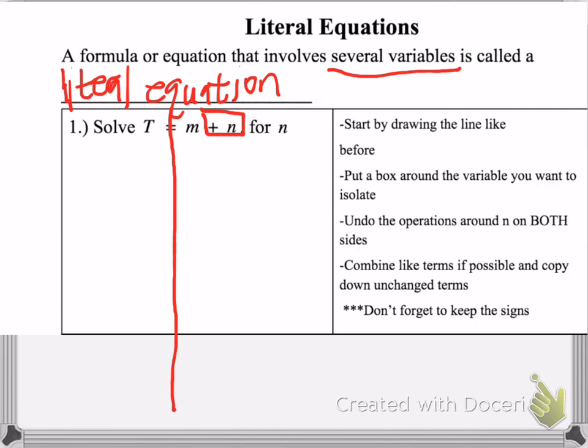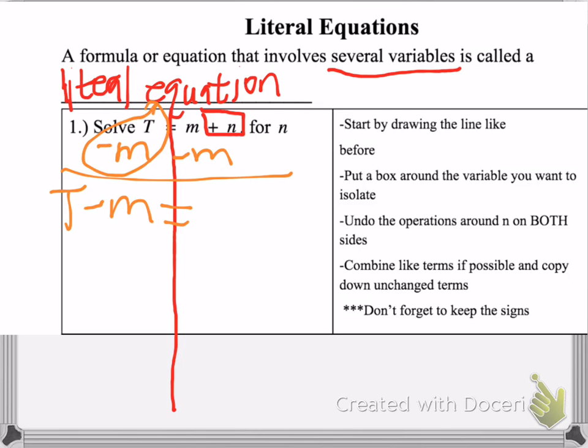So let me change my color. Around n, you have m plus n. So if we want to get n by itself, we have to do something with that m. So I'm going to subtract m to make that go away. But if I subtract m from this side of my equal sign, I also have to subtract m from that side. So I get t minus m. Those are not like terms, so I cannot put them together, so I just leave them the way they are. That's actually why this lesson should be kind of easier than other units.